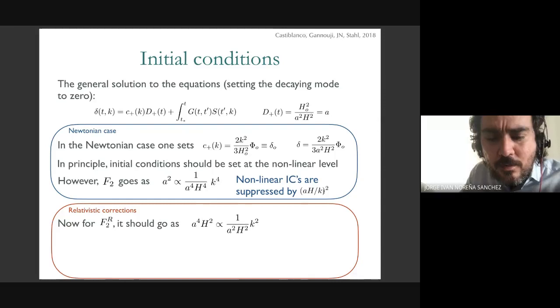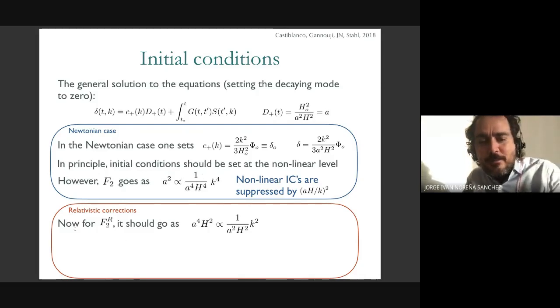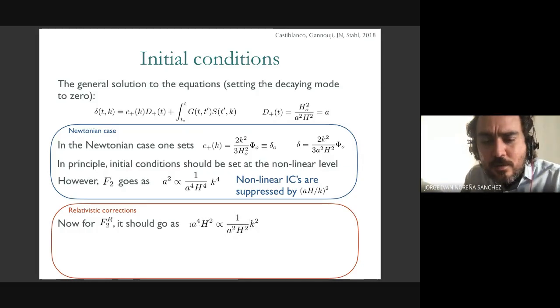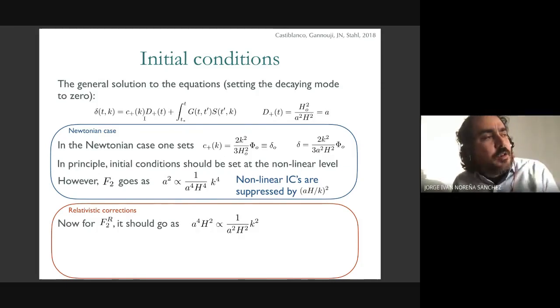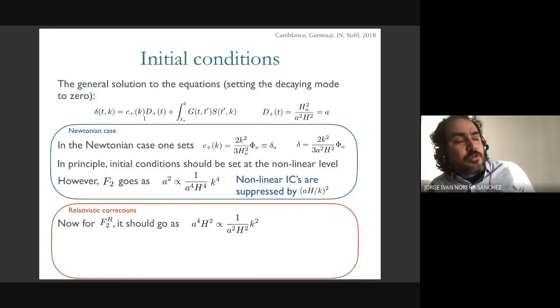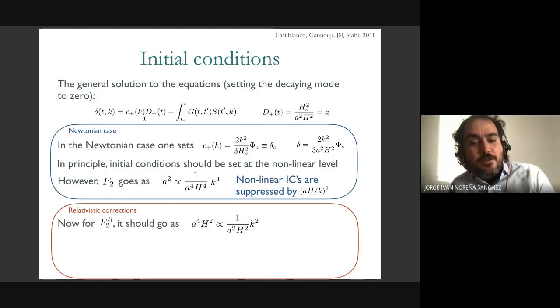So in Newtonian theory, if you wanted to keep this, it's inconsistent because then you would have to also keep relativity. Now let's look at the relativistic second order kernel. The relativistic second order kernel has an additional power of a squared h squared. You can get this by power counting in Einstein de Sitter. And so your relativistic corrections go like a, the same power as the linear solution. So they don't grow in time. This also means that they are fixed by your initial conditions.